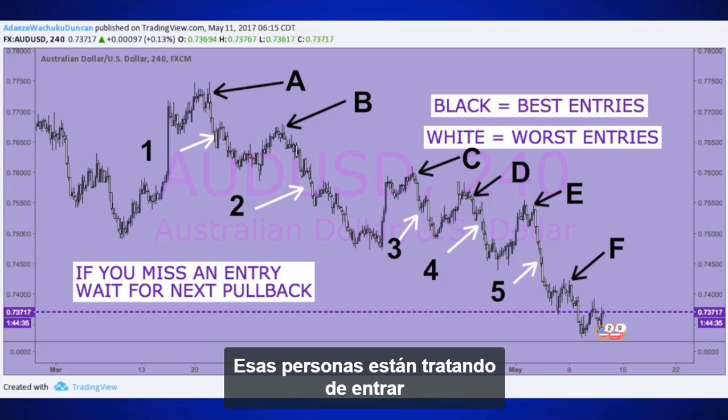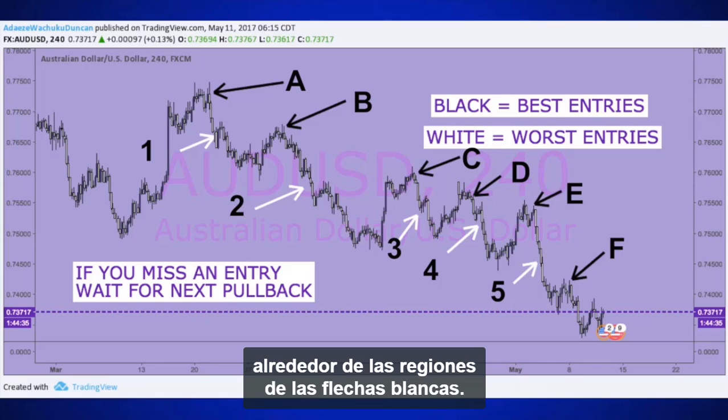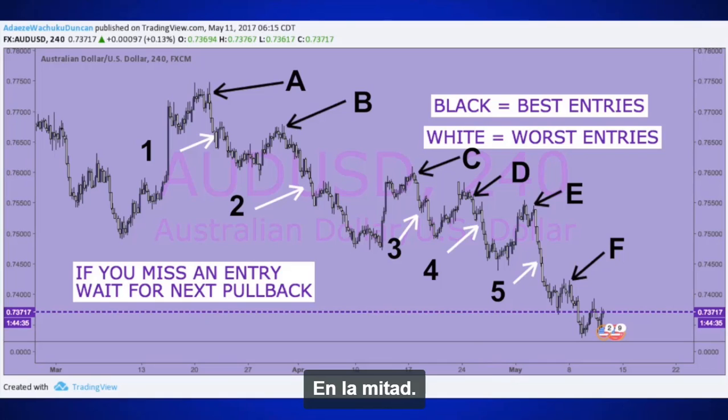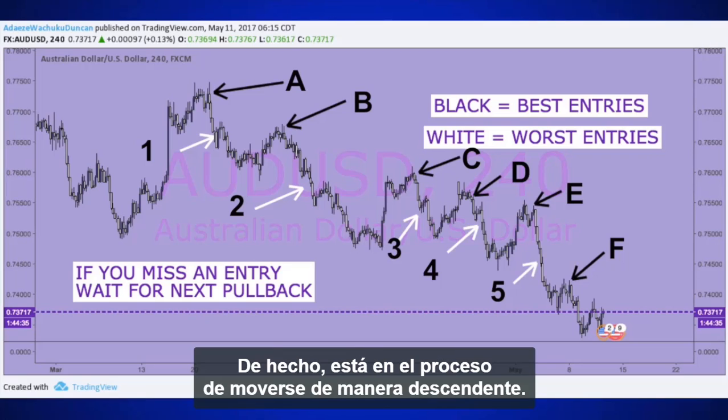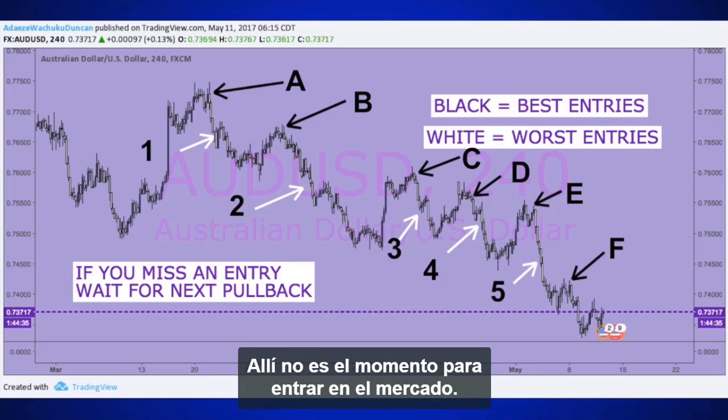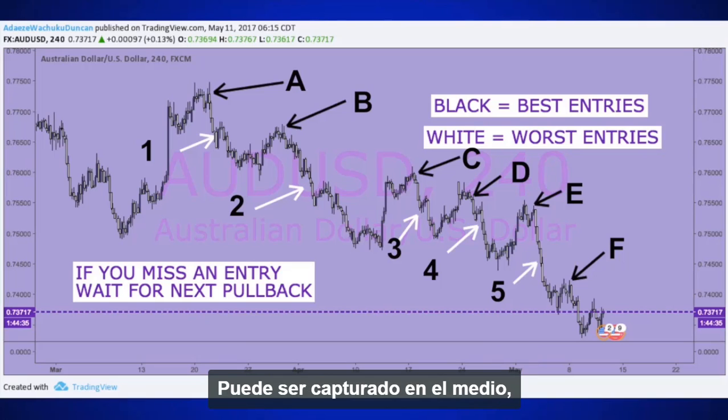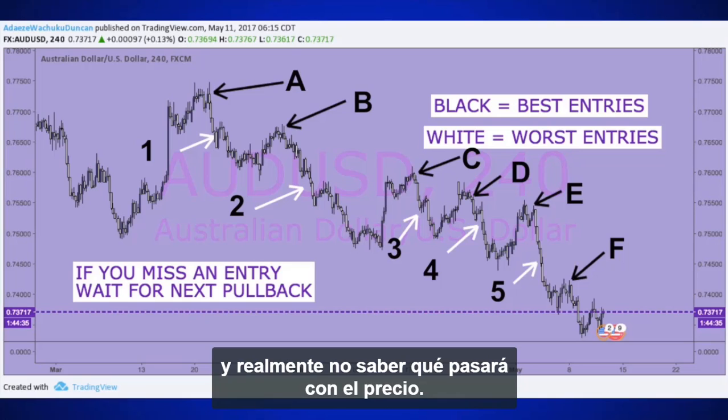Okay. Those people are trying to jump in around those white arrow regions, kind of in the middle. That's not a good time to get in. The market's not pulling back. It's actually in the process of moving downwards. That is not the time that you want to get into the market. You're getting caught in the middle and you don't really know what price is going to do.